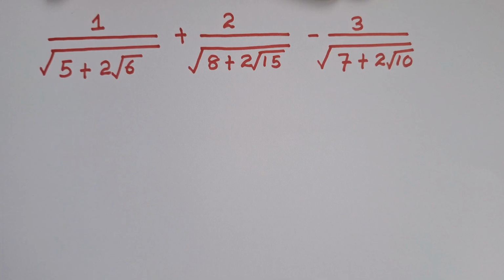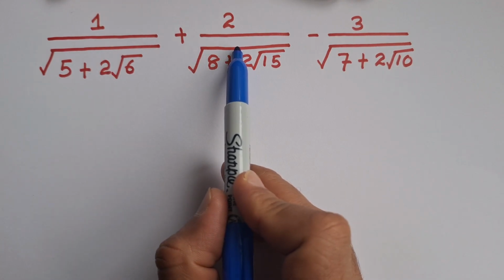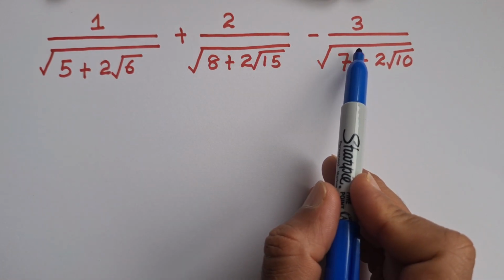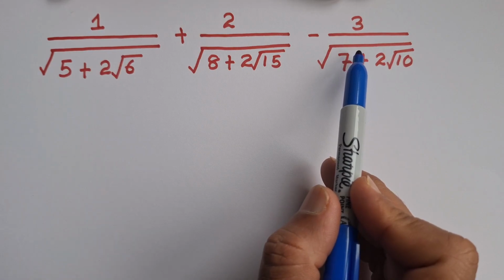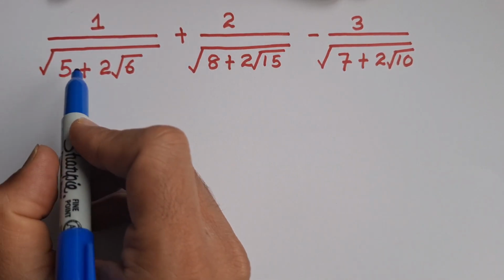Today, I want to show you how to simplify this mathematical expression. The main challenge in this problem is that in the denominator we have square roots. So our first step should be trying to get rid of these square roots in the denominators.